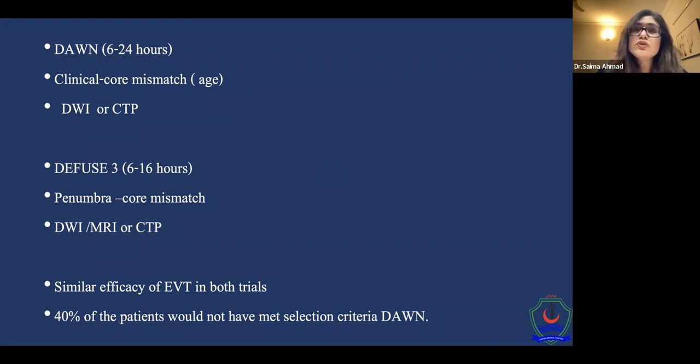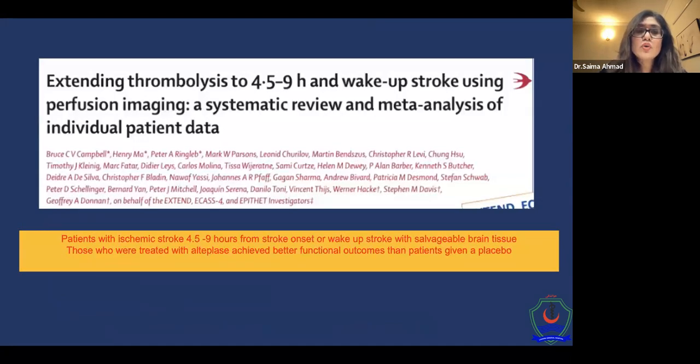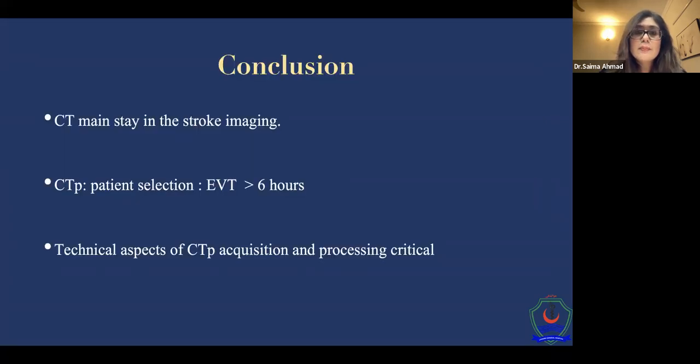So it should be used. CTP should be used, but it should be used after the 6-hour time window, not prior to that. And there is another paper in which they used advanced imaging, either MRI or CTP, extending thrombolysis up to 4.5 to 9 hours, or in the wake-up stroke.